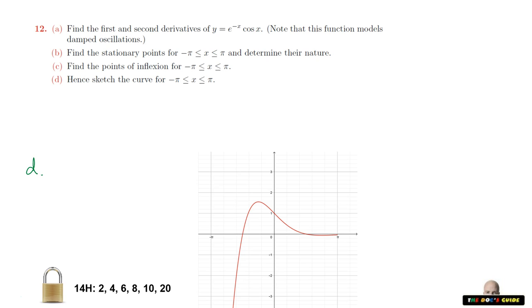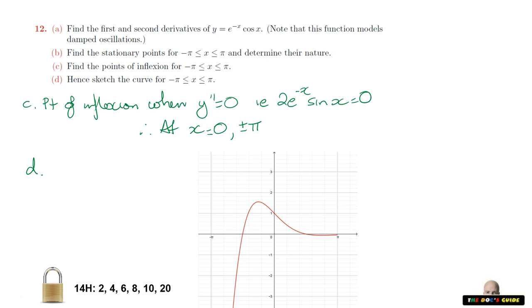Now, over the page, get the points of inflection. They will happen when the second differential equals 0. So that's when this equals 0. And since this can't be 0, it's whenever sine of x equals 0 over the domain, which is 0 and plus or minus pi.